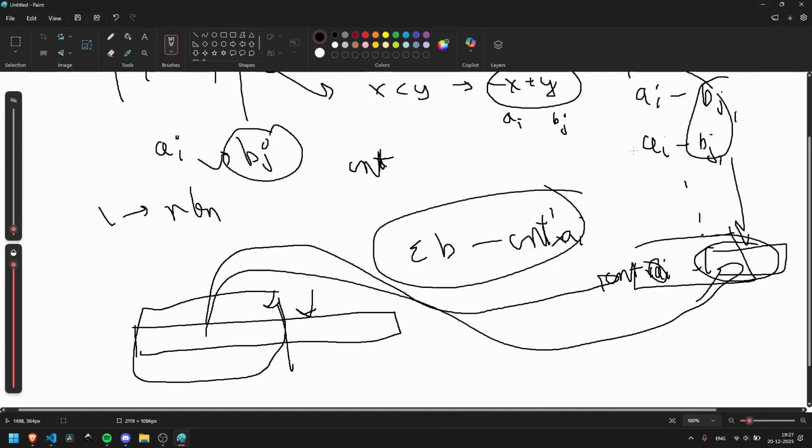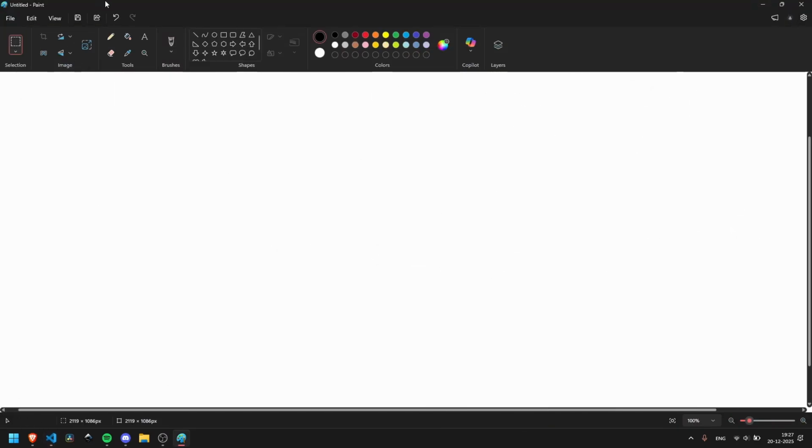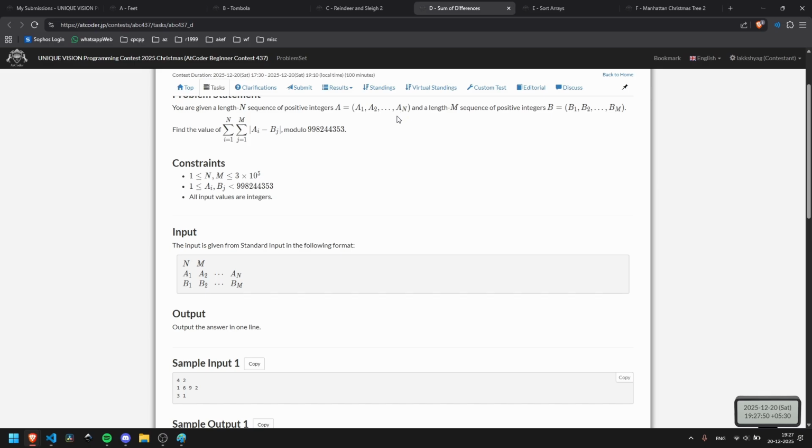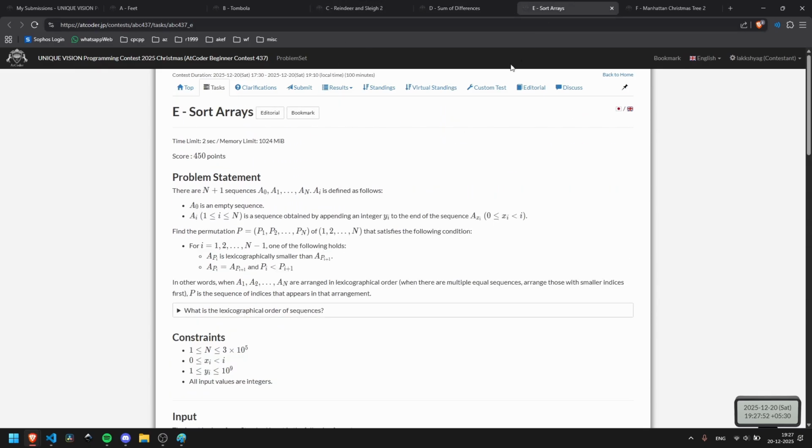So this was D. E was fairly interesting. E I think took me the longest, if we are discounting G, which I couldn't solve.